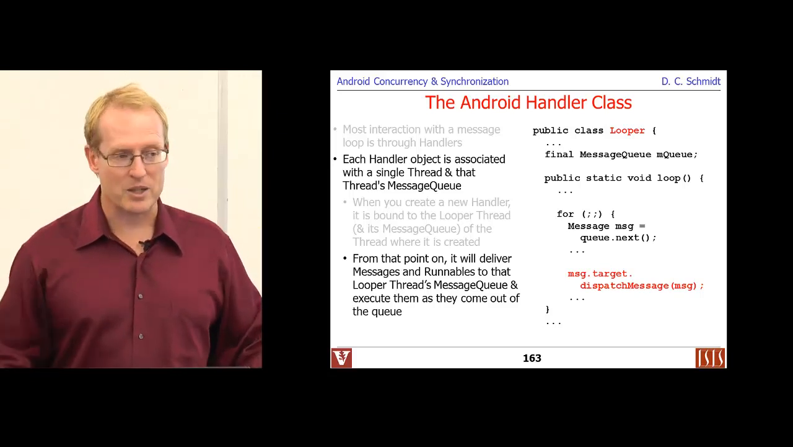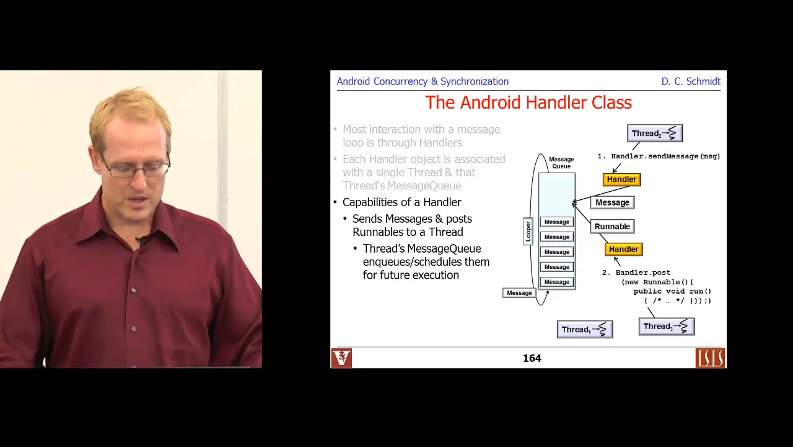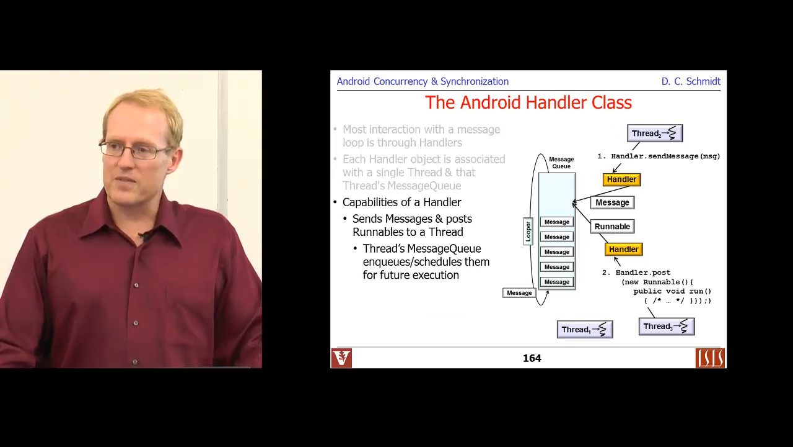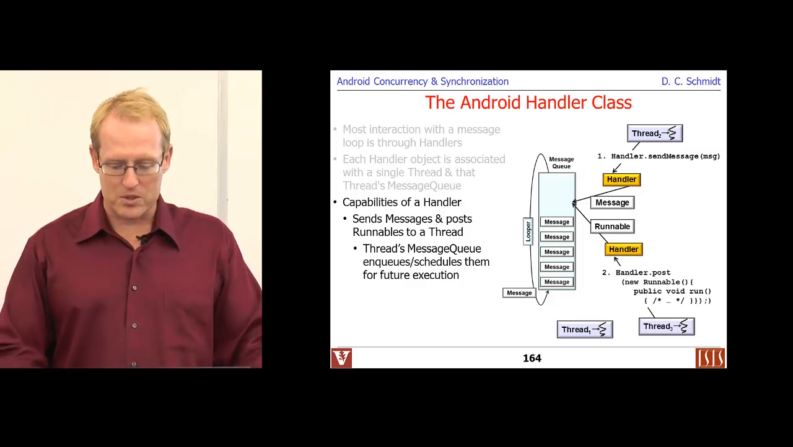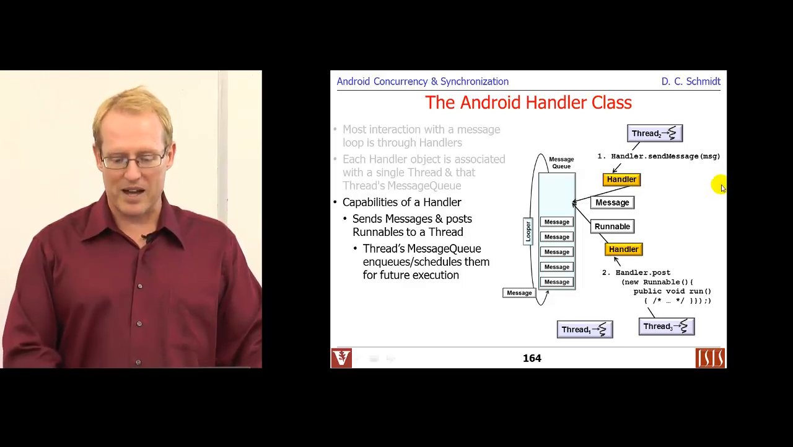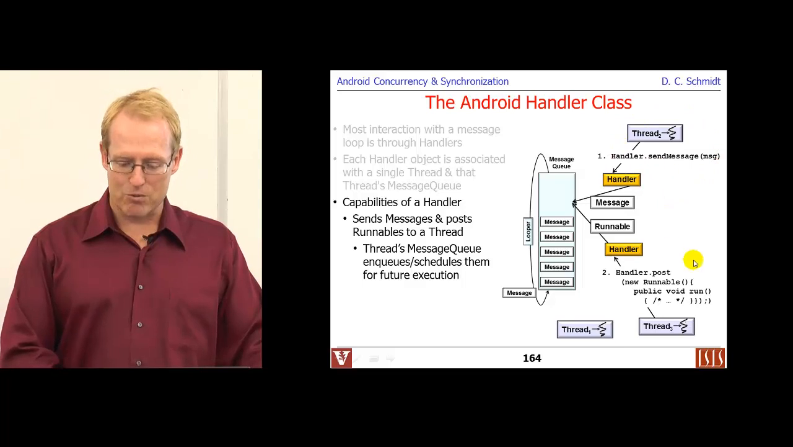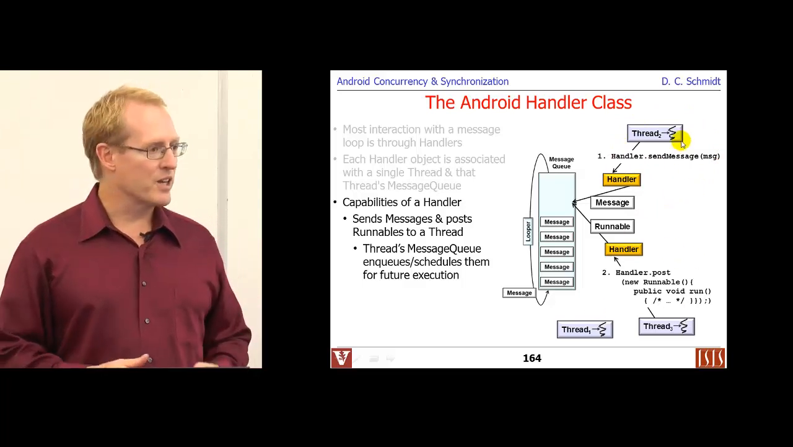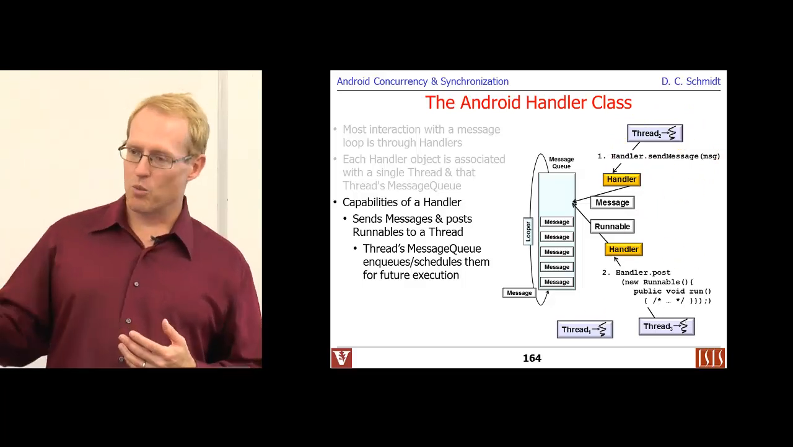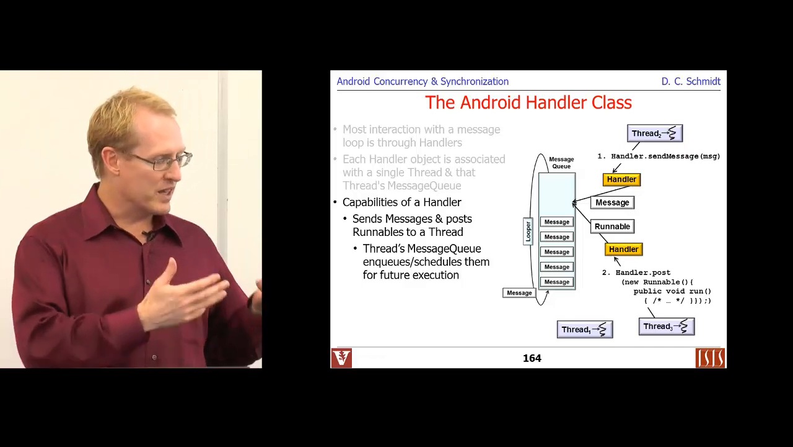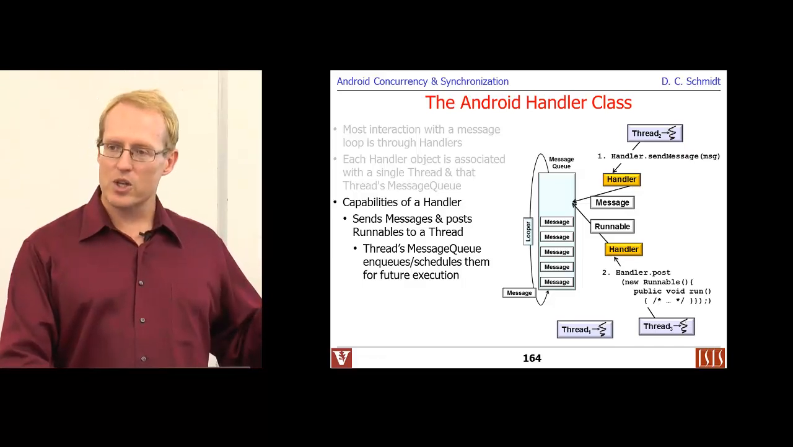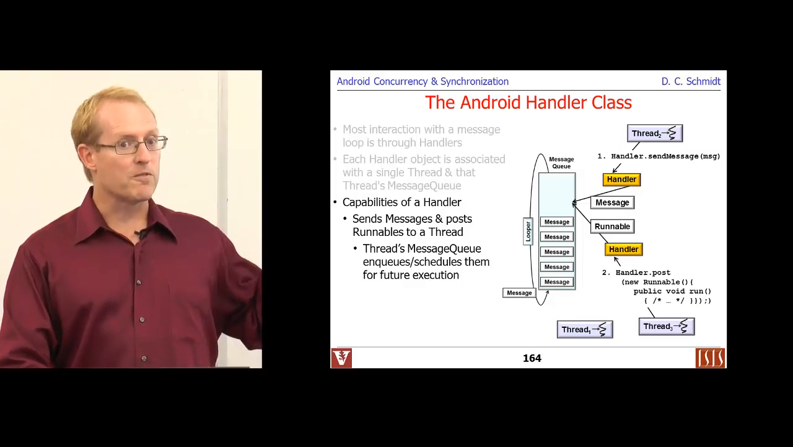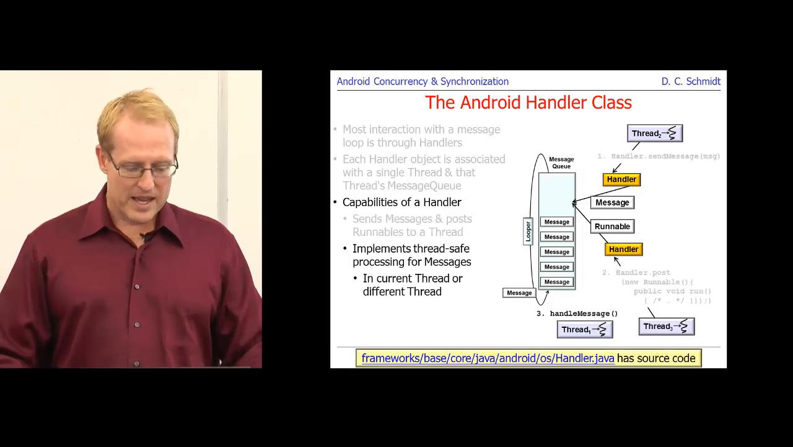And we'll see that time actually plays a big role in all this stuff. So here are some of the capabilities of a handler. One thing a handler can do is you can use it to send messages and post runnables. We're going to talk shortly about the differences between messages and runnables. But the long and the short of it is you can pass these things in from one thread to another thread where they get processed. And the thread's message queue can be used to enqueue these things up and schedule them for future execution.